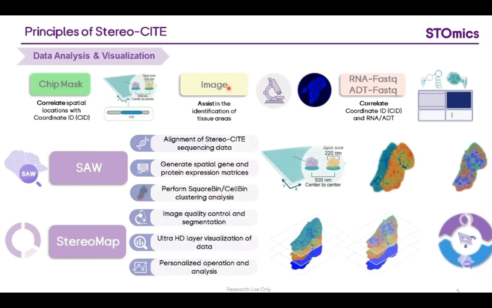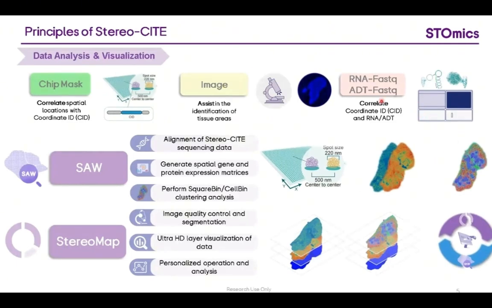The data analysis requires three types of raw data. First, a chip mask file, which is associated with spatial locations with coordinates, CIDs. Second, an image file that can be used to identify the tissue and the cellular information. And additionally, the RNA FASTQ file, which includes both CIDs and RNA sequence data, while the ADT FASTQ file provides protein-related information.